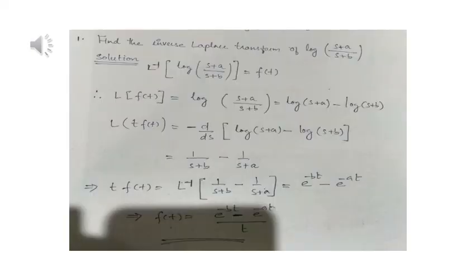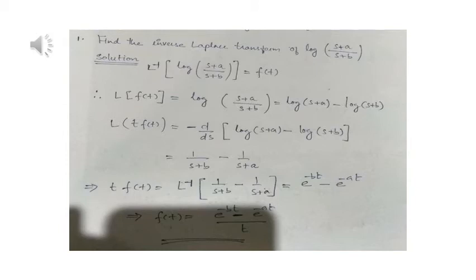Find the inverse Laplace transform of log of (s plus a) divided by (s plus b). Okay, so here we have to find the inverse transform of log of (s plus a) by (s plus b). So L inverse of log of (s plus a) by (s plus b) is equal to f of t. Therefore, what is L of f of t? It is log (s plus a) by (s plus b). So it can be written as log (s plus a) minus log (s plus b).